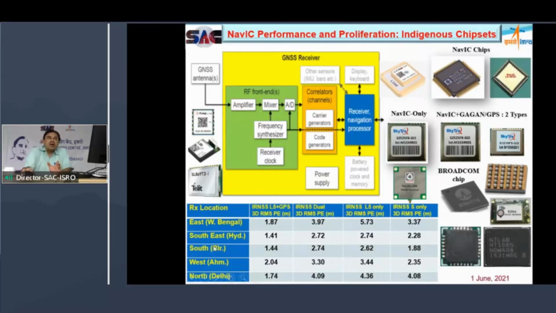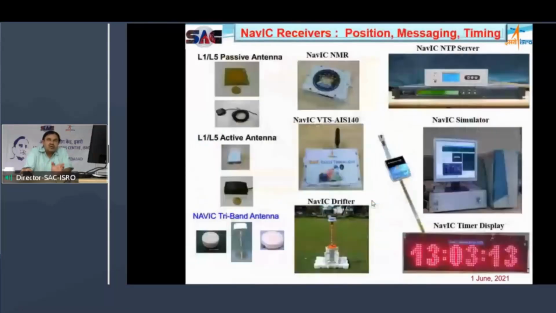And we have tested it all across the country, in the east, west, south, north, all parts of the country, and we tried to measure the accuracies of our system. Although the specification was 20 meters, we have achieved up to 5 meters accuracy. To test all these things, we have to make antennas, receivers, chips or ASICs, and simulators, and then we have made this timer display also, which gives you the timing like your normal clock. But the beauty of this clock is that it is derived from the satellite, and it will give you exact, accurate information. So it will always be rock steady.